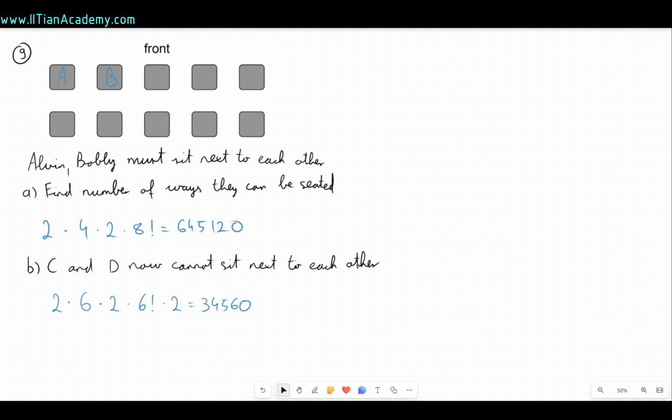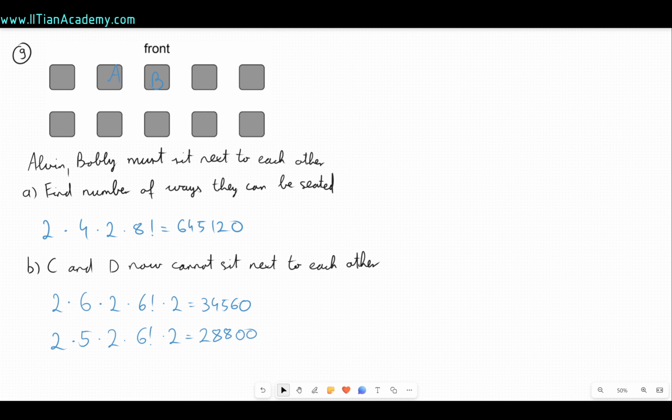And then we can have the second case when A and B sit in the middle. So over here, again, it can be A and B or B and A. Now C and D can only sit in 5 places here. So that's a multiplier of 5. Again, it can be C and D or D and C next to each other. The rest of the students still have 6 and we still have 2 rows. This is 28,800.